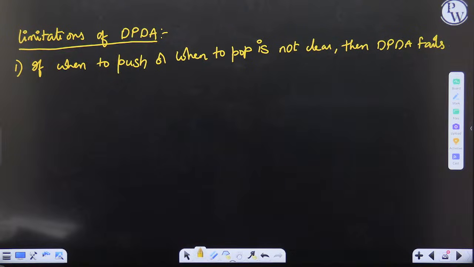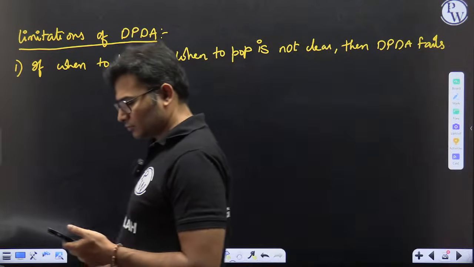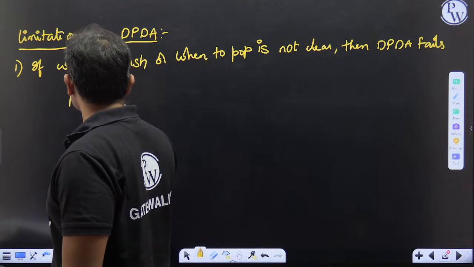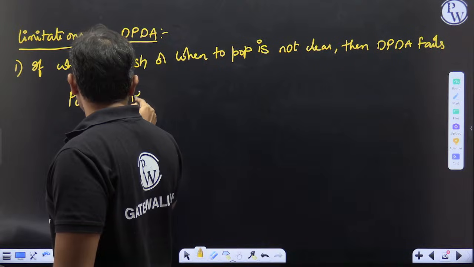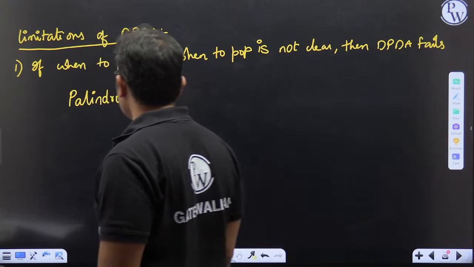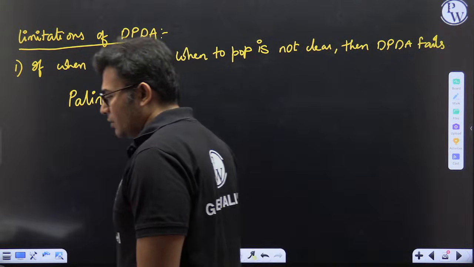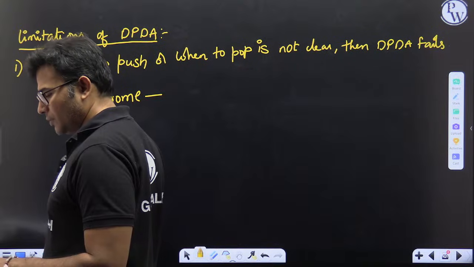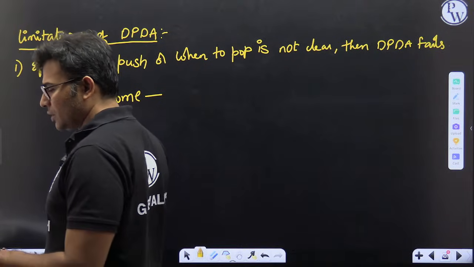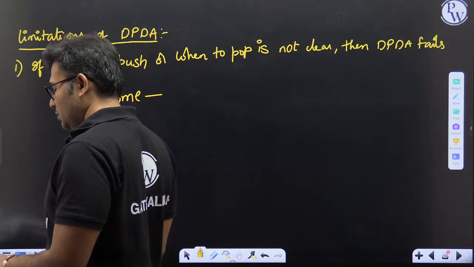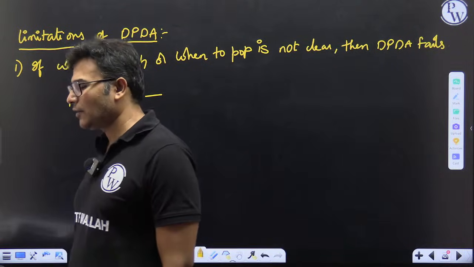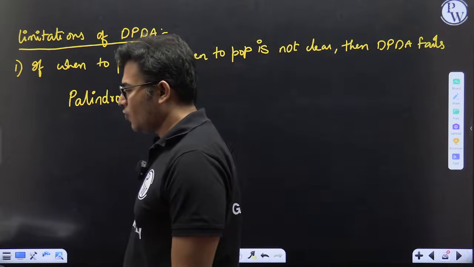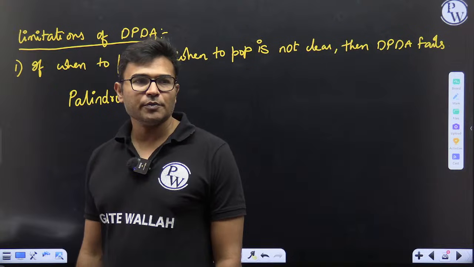Very good. So palindrome is an example, right? Palindrome is an example where we don't know when to push and when to pop. Roshan, you said palindrome. What palindromes fall under non-deterministic context-free languages?